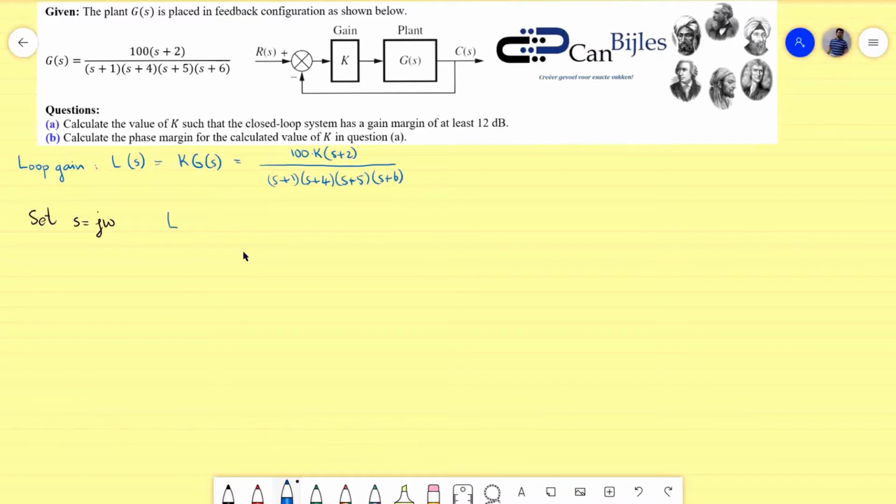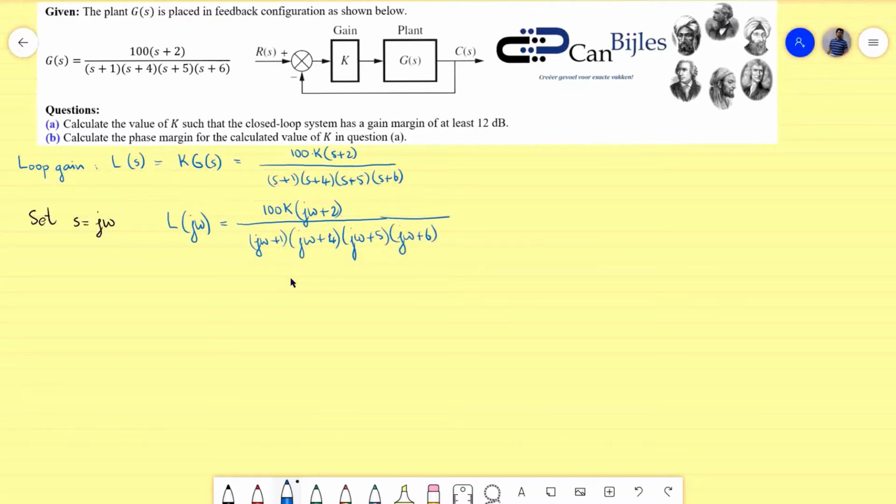So what we have is then the following. Your loop gain will transform in the j omega domain as follows. Only what you change is the S. So where you see an S, you replace it by j omega. That's actually the whole business. So 100K times j omega plus 2, and then divided by j omega plus 1, j omega plus 4, and then j omega plus 5, and the final one is the j omega plus 6.